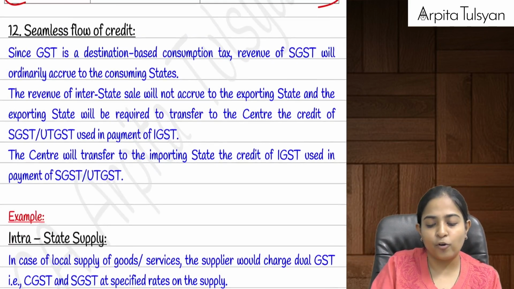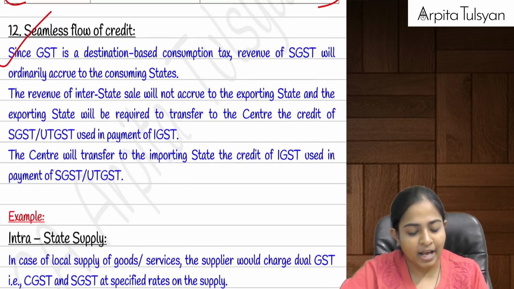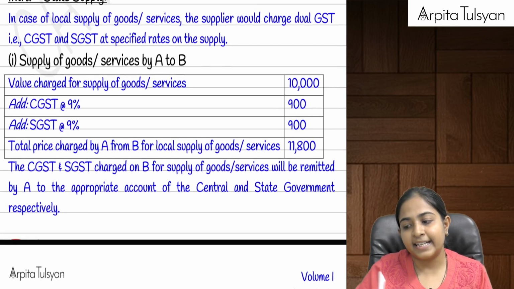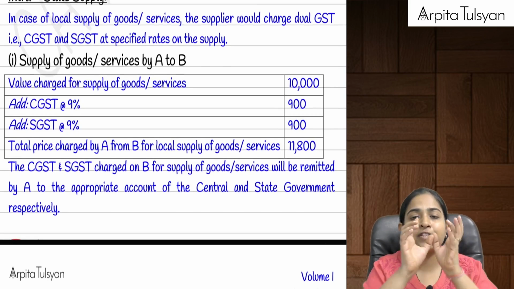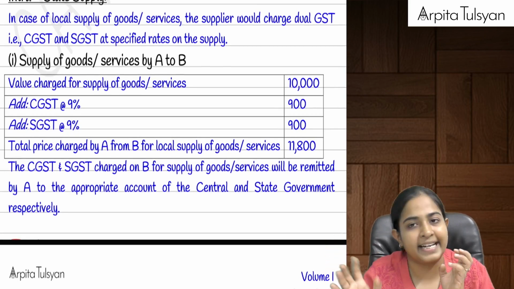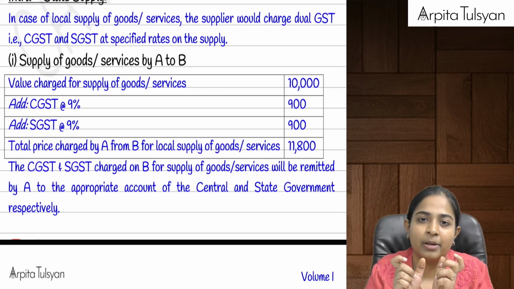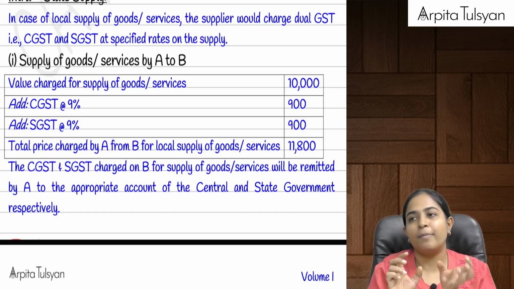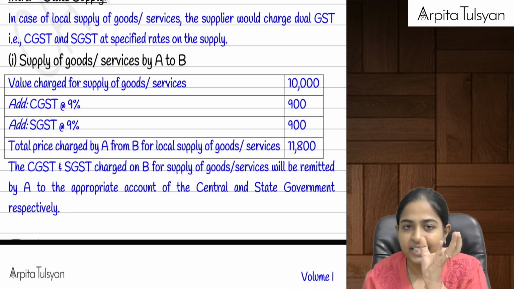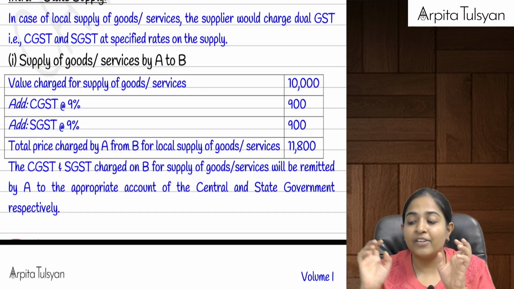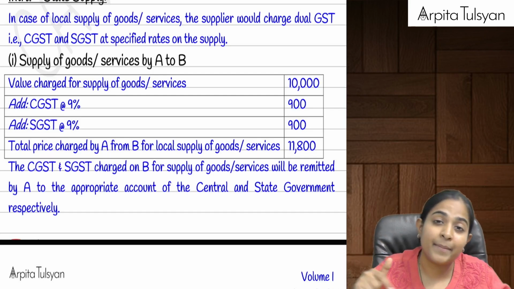Then seamless flow of credit, this we have already discussed. What happens in case of seamless flow of credit? Here they are telling that suppose there is an intra-state supply, so can we say CGST and SGST will be charged? So this particular revenue should belong to that particular center. CGST will go to the center, SGST will go to which state? SGST will go to that state where the goods are ultimately consumed.